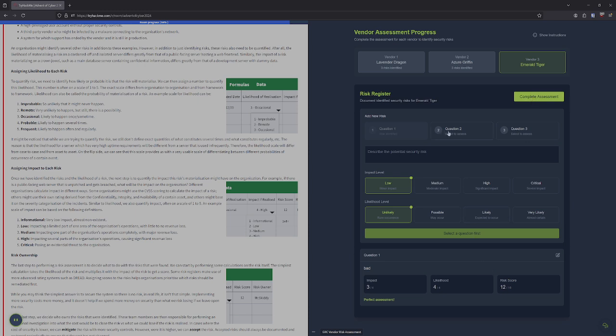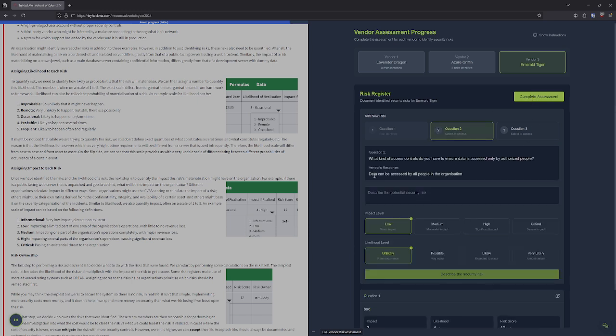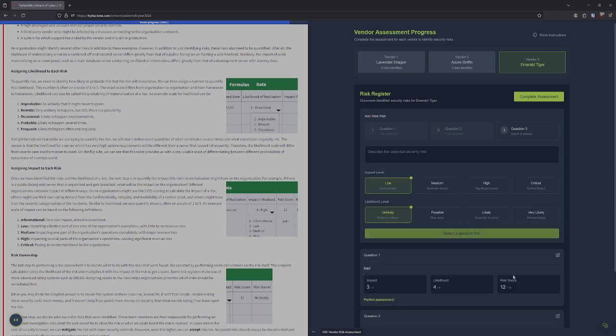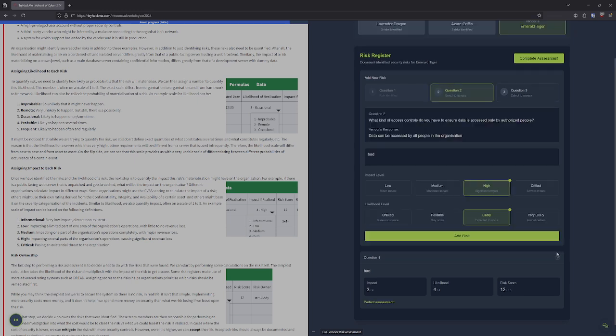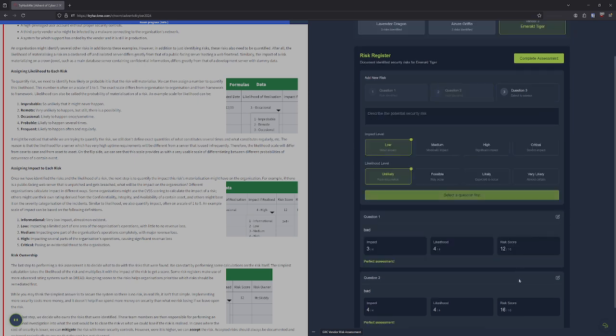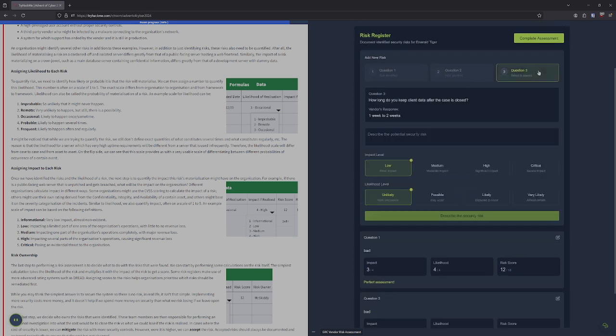Okay, I disagree. Data can be accessed by all people in the organization. This is bad. I'm going to say there. Lower risk than expected. Okay, well, that's what I tried to say for the last one. 1 to 2 weeks. So this is better. Last time it was like way over here and way over here, something like that, right? So it was something like that.